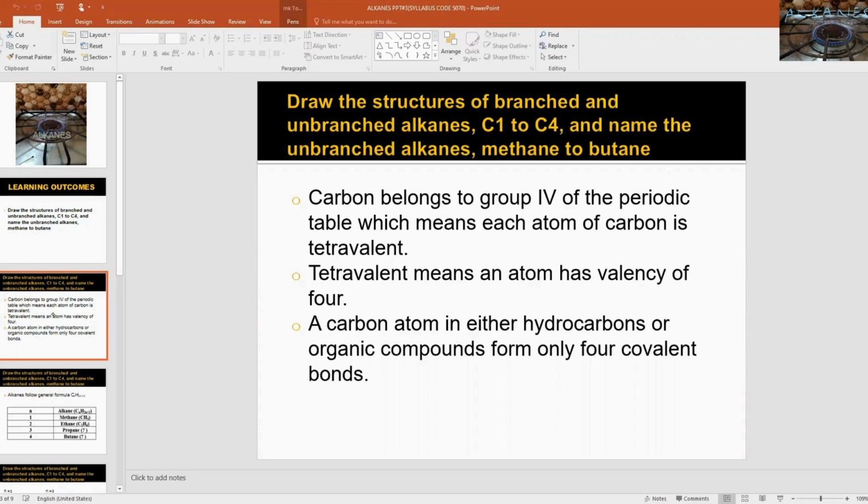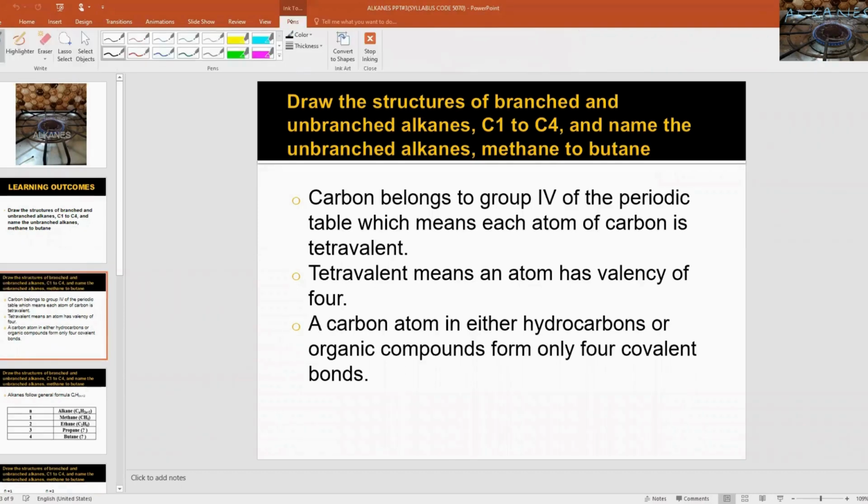Before proceeding, you should know that carbon belongs to group 4 of the periodic table, which means each atom of carbon is tetravalent. Tetravalent means an atom has a valency of 4. A carbon atom in either hydrocarbons or organic compounds forms only 4 covalent bonds.